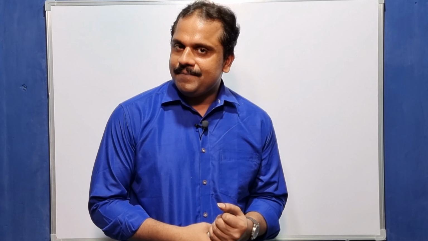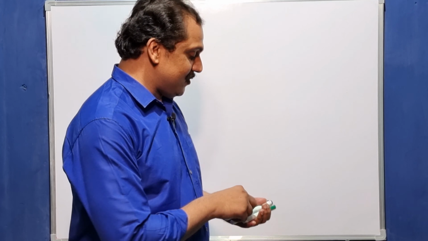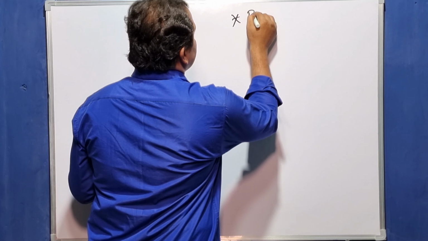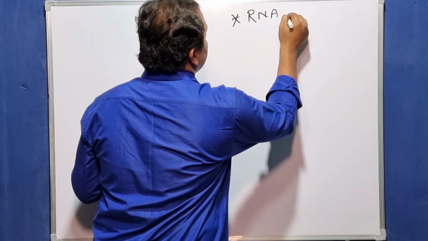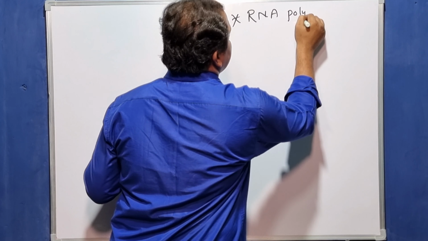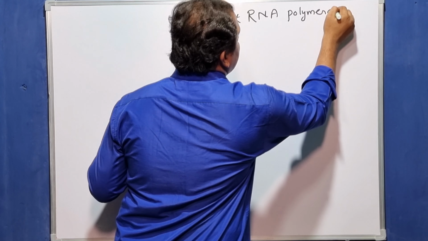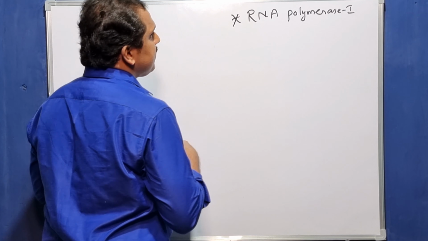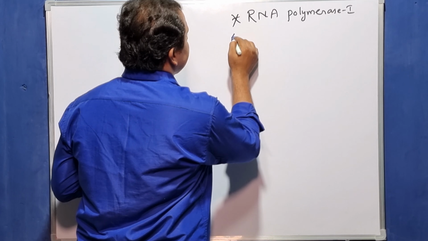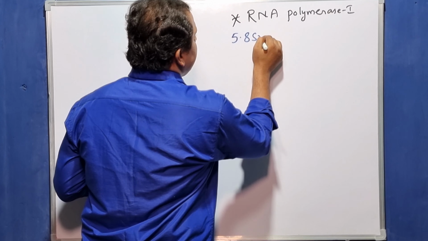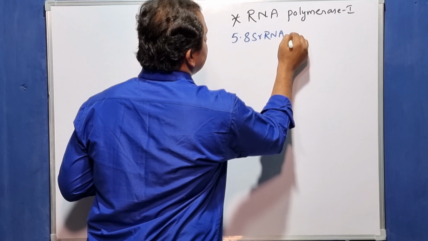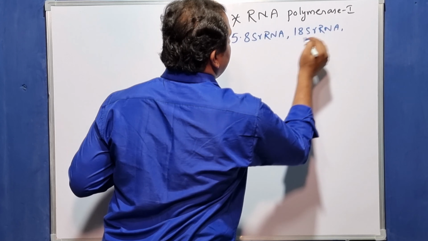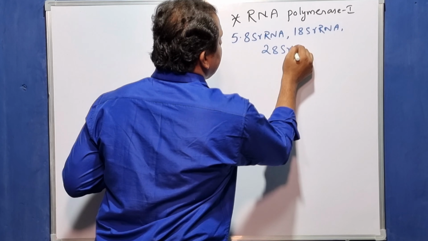Is it clear? So let me write it on the board. RNA polymerase 1. So here the RNA polymerase 1 is responsible for the successful expression of 5.8S rRNA, 18S rRNA and 28S rRNA.